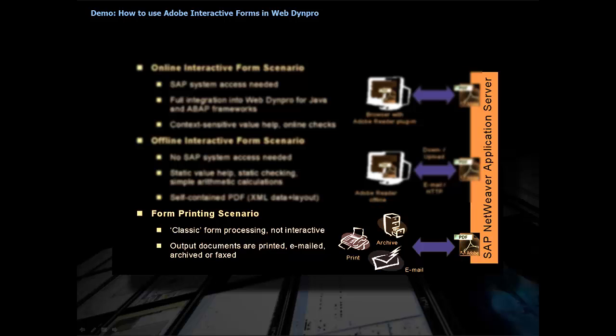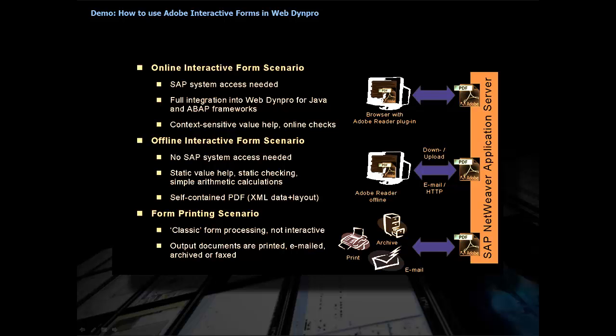And you have the form printing scenario. That's the classic form processing, and it's not interactive. So it's designed basically for mass printing and archiving. So interactive PDF use is possible online or offline on the Java or ABAP platform. And the non-interactive scenario is the backend printing, which is available in ABAP.